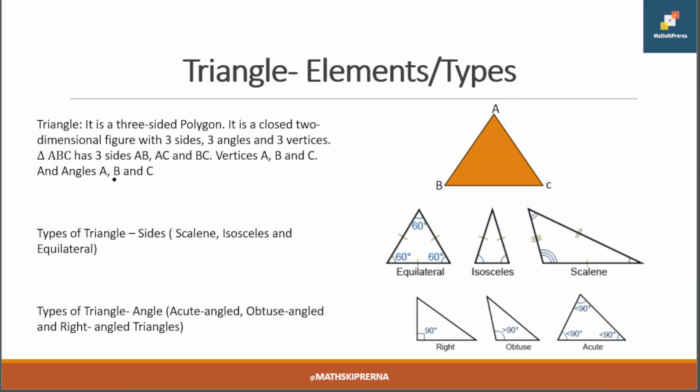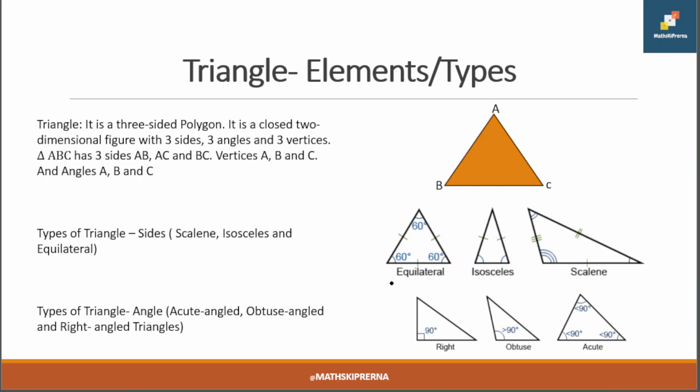Let's start with the basics. What is a triangle? Triangle is a three-sided polygon. There are three sides, side AB, AC and BC, vertices A, B and C, and angle A, angle B and angle C. We can distinguish types of triangle on the basis of the sides. There are three types of triangles: equilateral, isosceles and scalene.